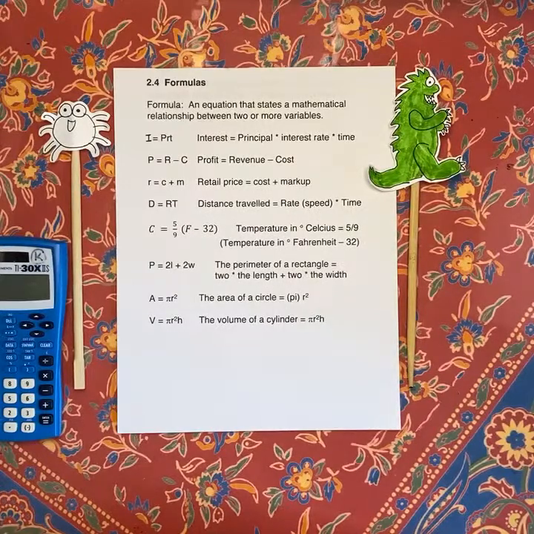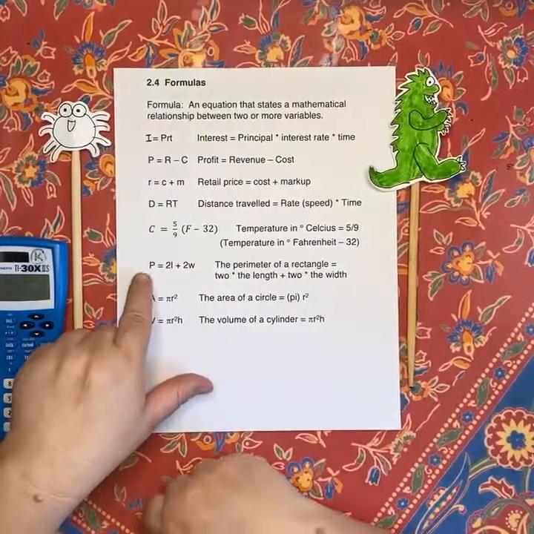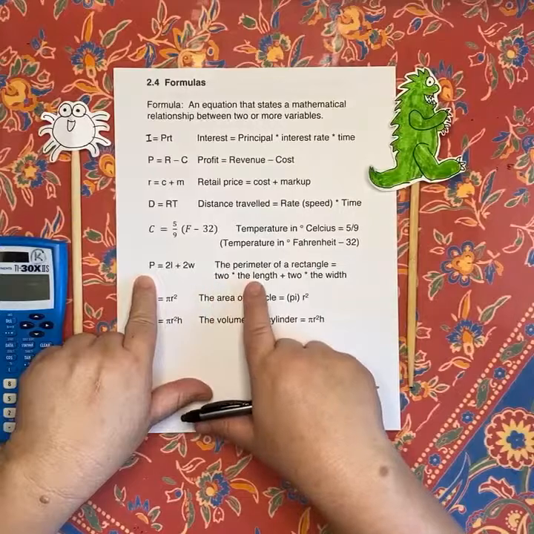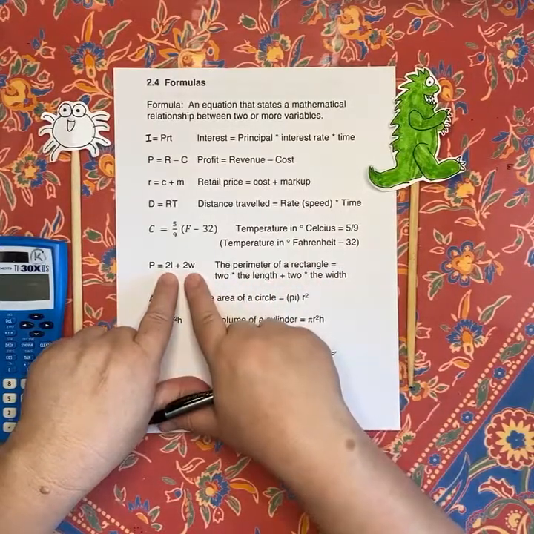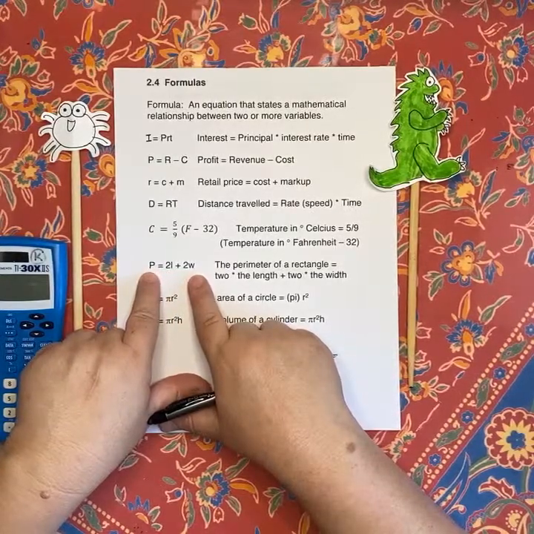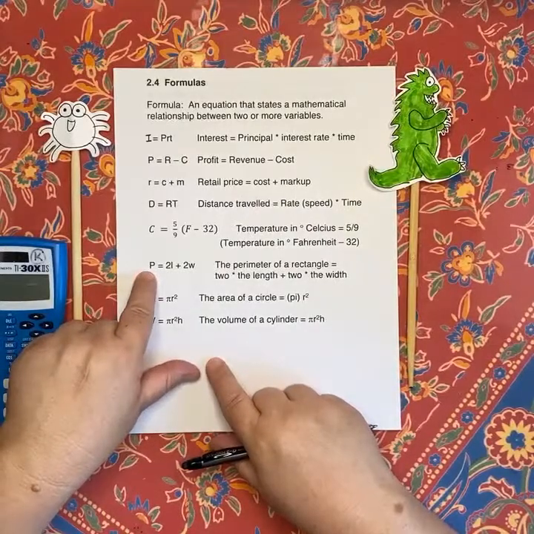What do I mean by larger? Well, if we look down here, I've got the perimeter of a rectangle is 2 times the length plus 2 times the width. Notice the L and the W are both lowercase. The perimeter, which is a quantity made up of smaller things, the length and the width, gets to be capital.